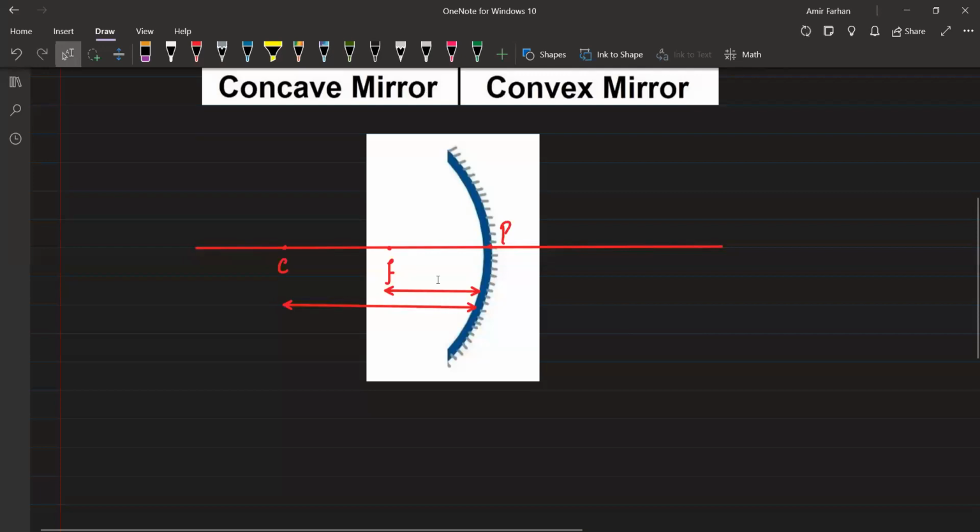And this distance, which is C here, is called the center of curvature. So why center of curvature? I've taken this image as big as possible to explain it to you better. But it's actually a very small part of a sphere. So this C is the radius of this sphere. If you complete this mirror as a sphere, the center of curvature will be the radius of that spherical mirror.